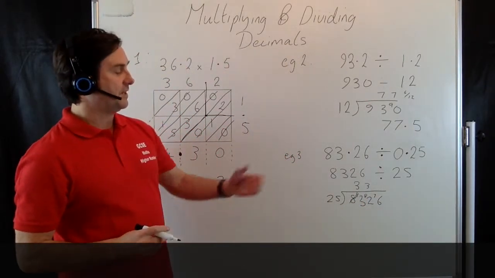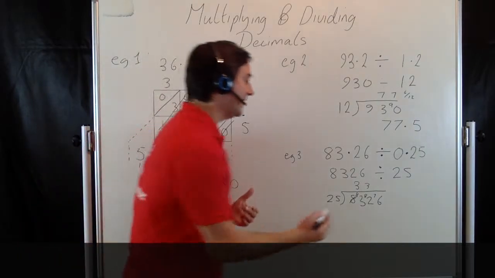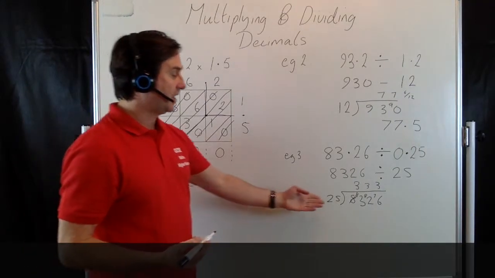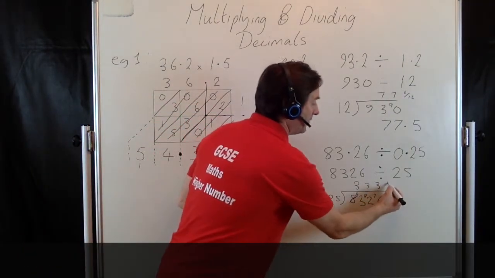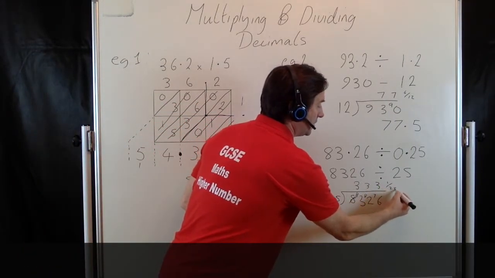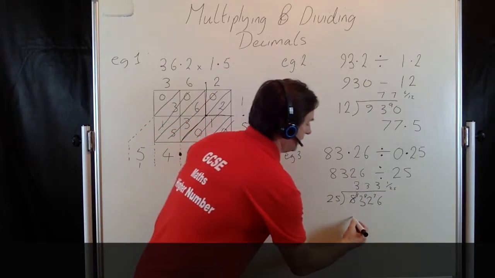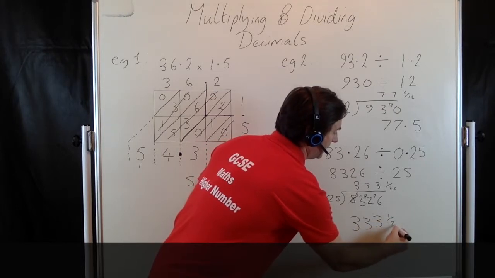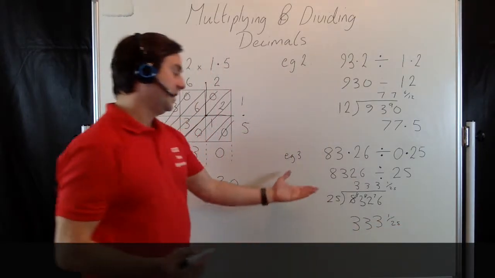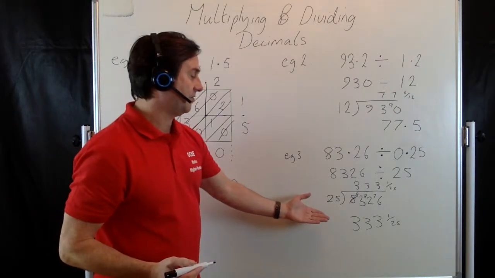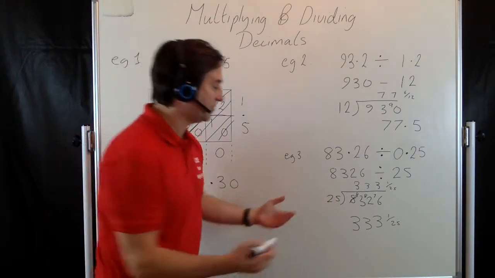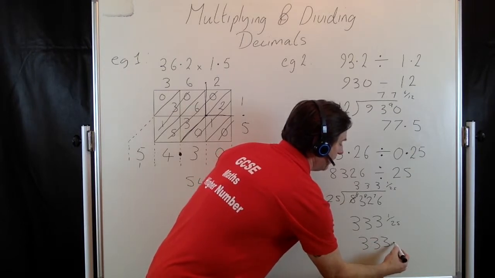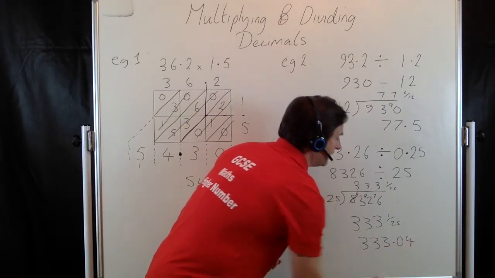And 25 into 76 again goes 3 times, but this time I've only got 1 left over. I can write it as a fraction. My 1 remainder will go over 25. So I get my answer 333 and 1/25. You could write that as 333 and 4 over 100, which then would give us our answer of 333.04.